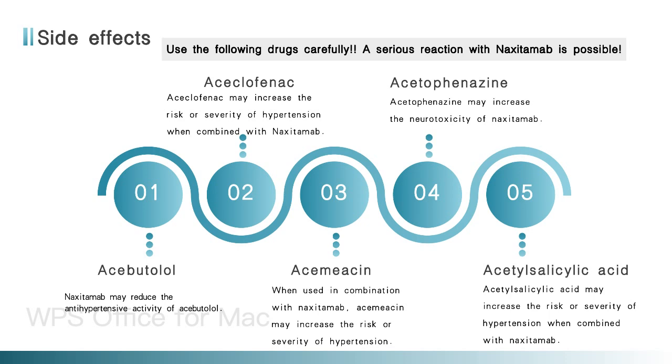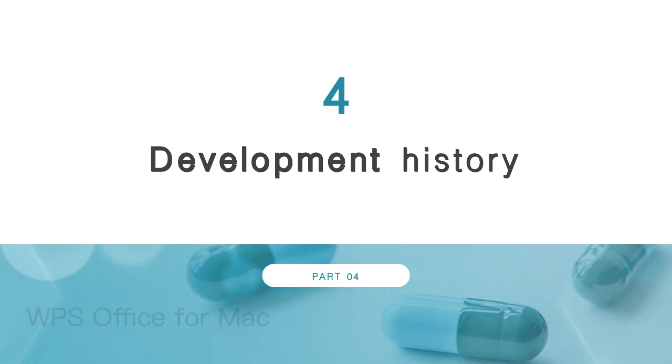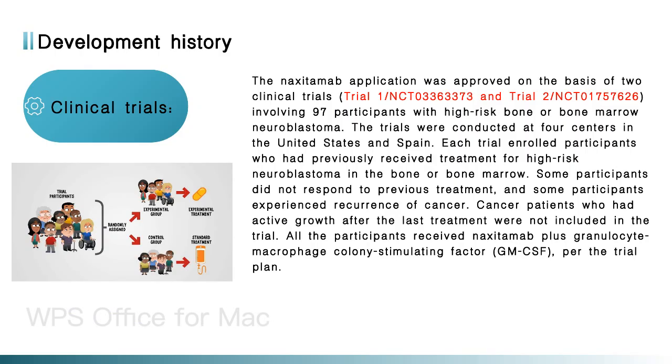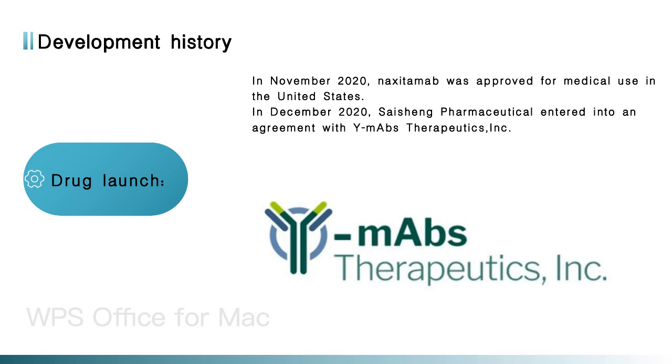Naxitamab is currently a commonly used clinical drug for treatment of high-risk neuroblastoma worldwide. Its application is based on 2 clinical trials, and in November 2020, Naxitamab was approved for medical use in the United States. In December 2020, Cytotoxicity Pharmaceuticals and YMBS Therapeutics Inc. reached an exclusive license agreement to be listed in China and put into use.